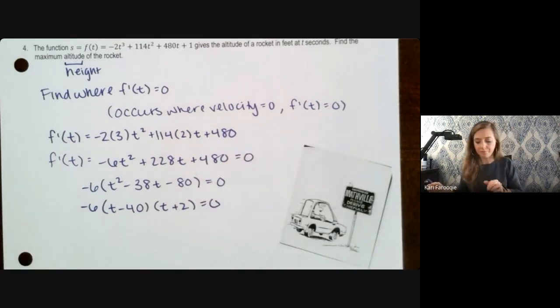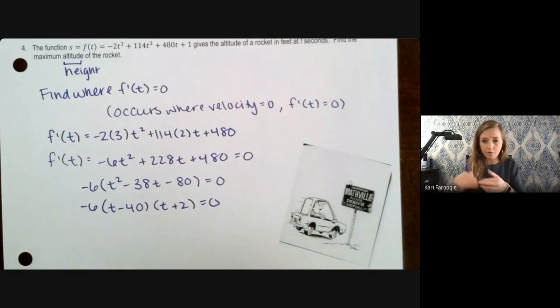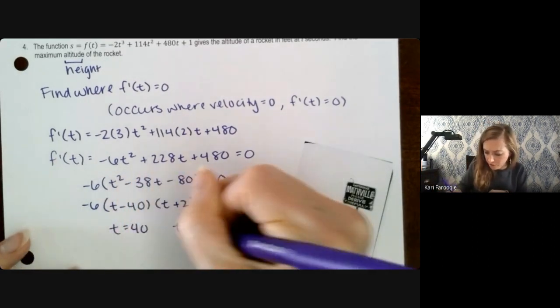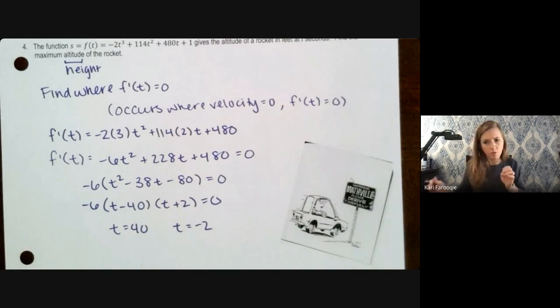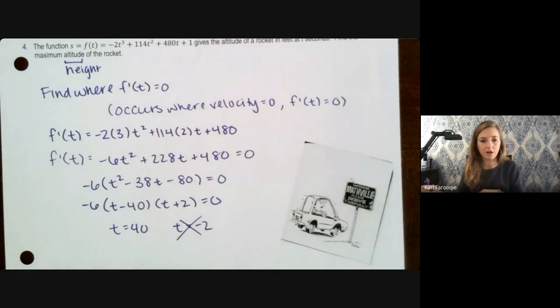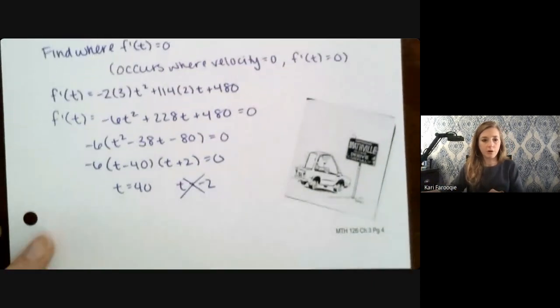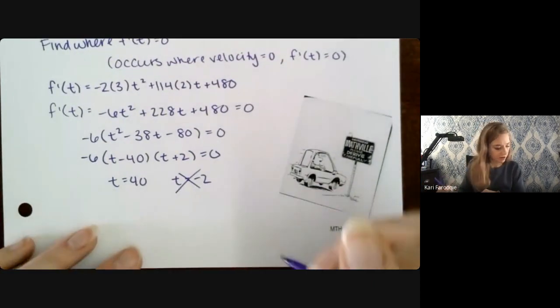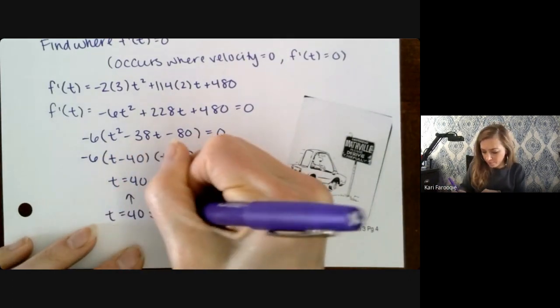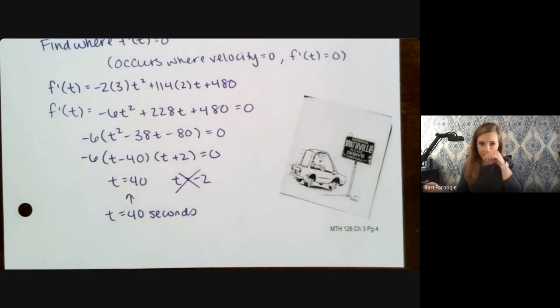Equals 0. All right, now negative 6 equals 0. That means nothing to us. We can omit that. So we have t equals 40 and t equals negative 2. Oh gosh, I was looking at my graph and I thought it occurred at t equals 0, but apparently it is occurring at t equals negative 2. Remember that t, though, represents time. You can't have negative time. So we're going to have to use this value, which means that t equals 40 seconds.